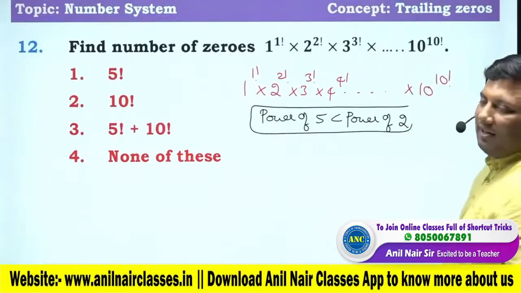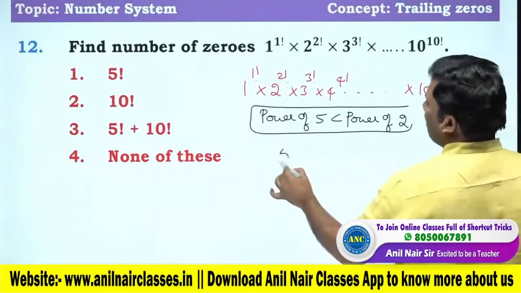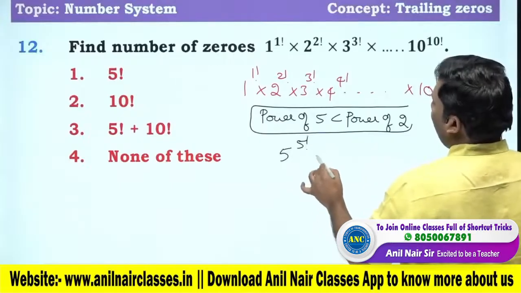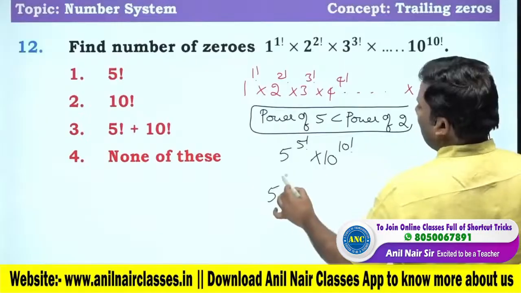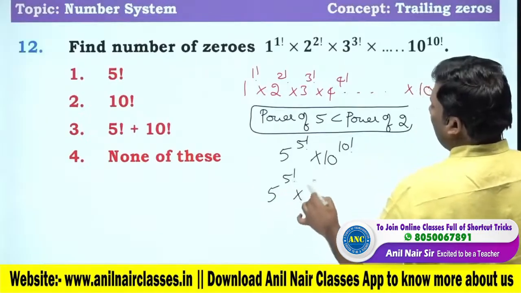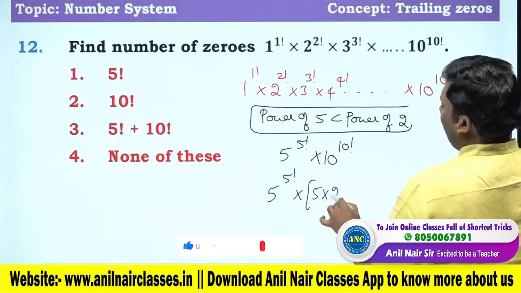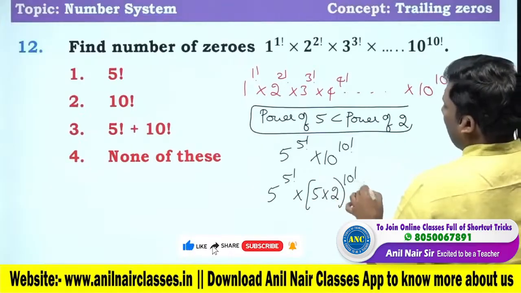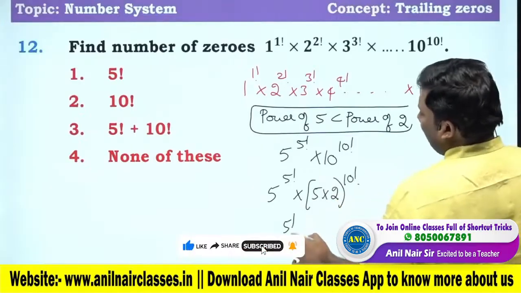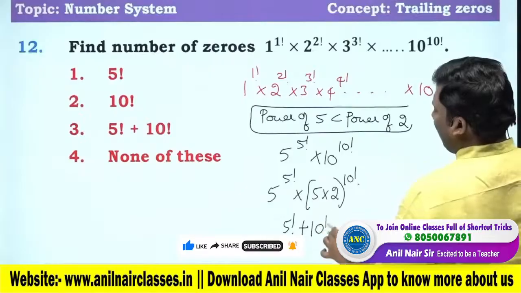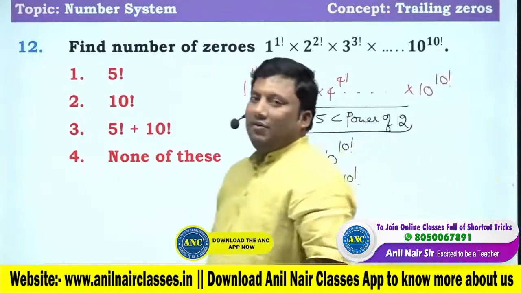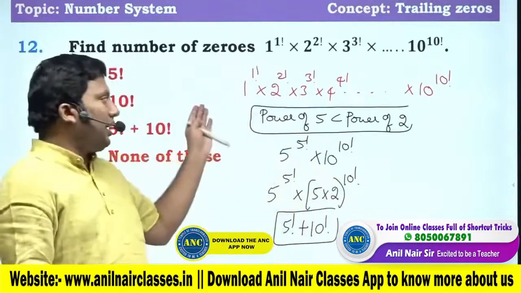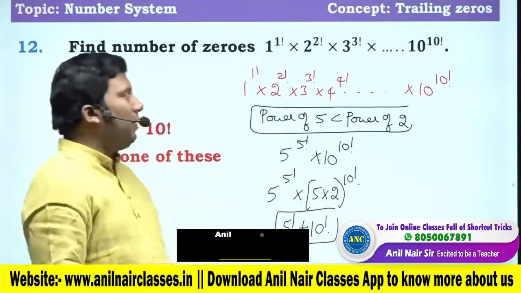If the power of 5 is less than the power of 2, this will be 5 power 5 factorial into 10 power 10 factorial. So this will be 5 power 5 factorial, and 10 power 10 factorial is 5 into 2 power 10 factorial. So the answer will be 5 factorial plus 10 factorial. Already we did these kinds of questions where we take only the power of 5, which is less than the power of 2.